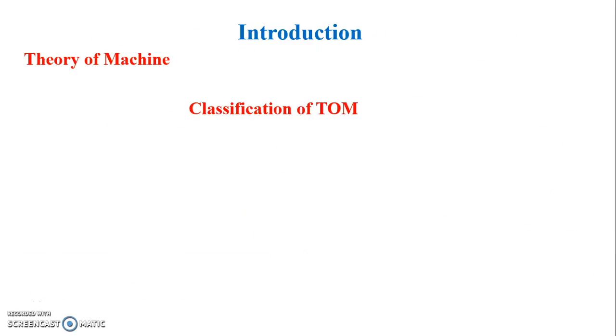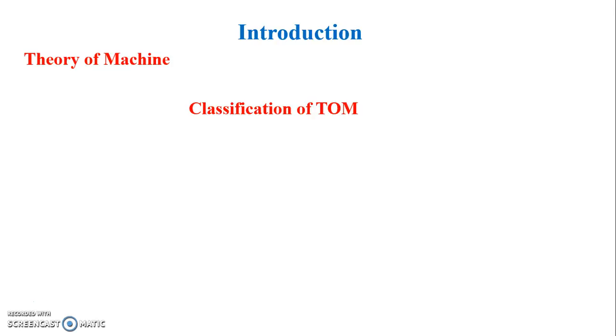Theory of Machine may be defined as the branch of engineering science which deals with the study of relative motion between the various parts of a machine and forces which act on them. The knowledge of this subject is very essential for an engineer in designing the various components of a machine.